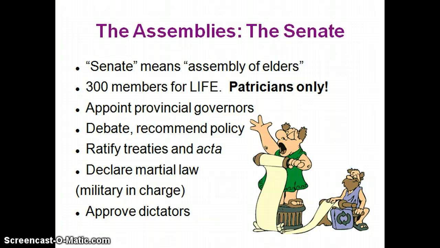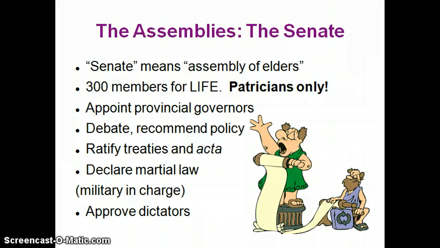They would appoint governors for the different areas of Rome outside of the city of Rome itself, the provinces. They would debate different laws that came up, and they would recommend policies. They would ratify treaties and acts, acta, that would dictate the terms of relationships with other civilizations. They could declare martial law, so they could put the military in charge of Rome for a period of time. And along with that, they could approve of dictators.